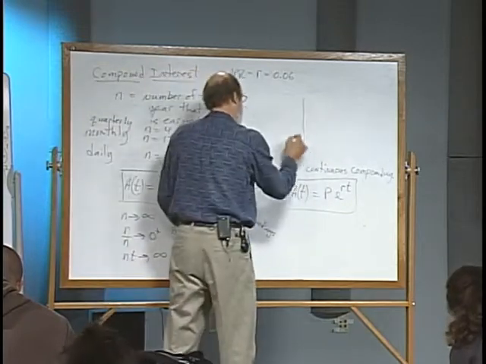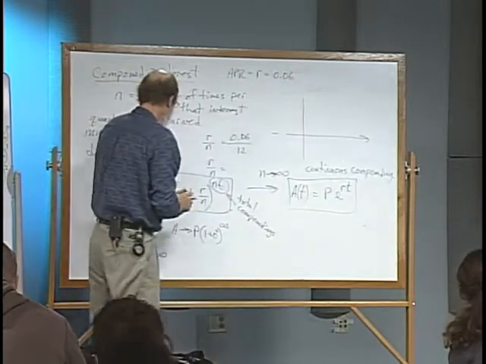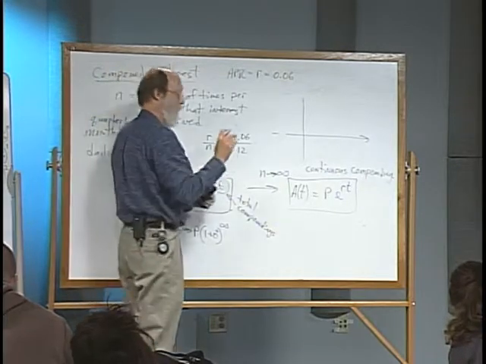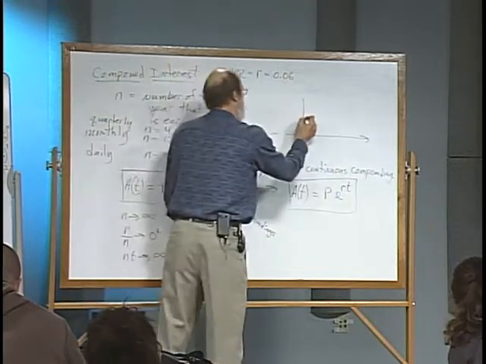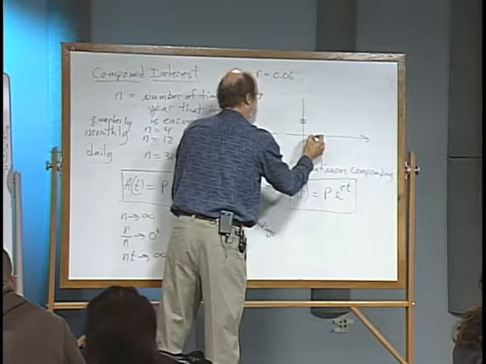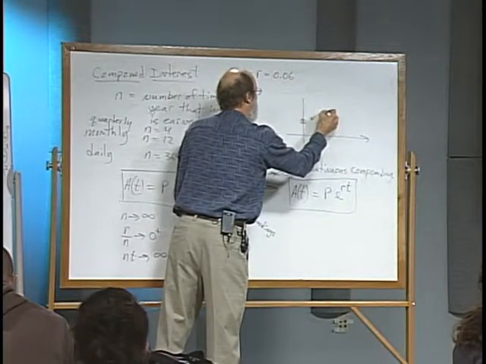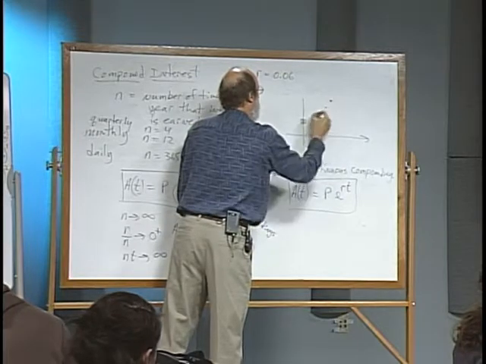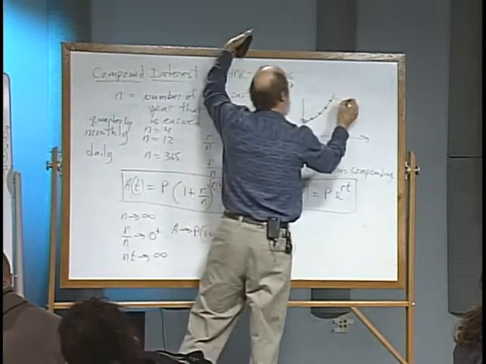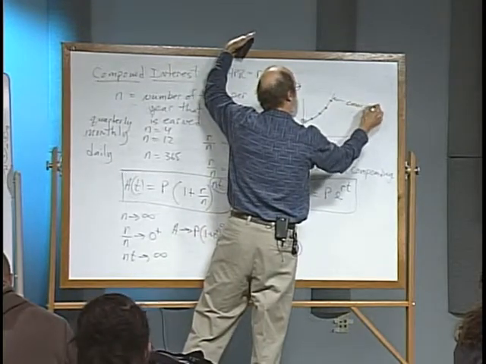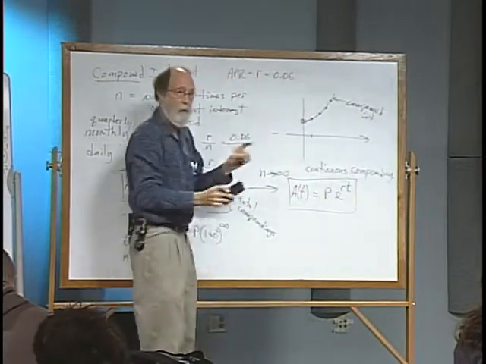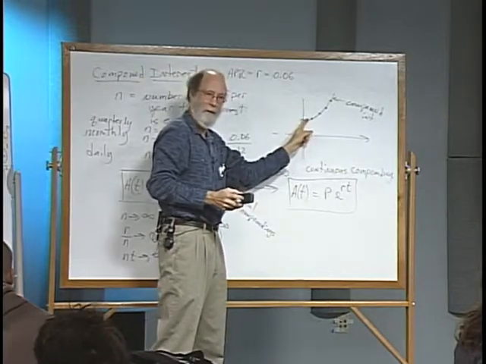A graph of either of these, this one is actually finite, or it's discrete. You've got your initial investment, and after each compounding, you're going to get a new amount. It'll look like that. So that would be your compound interest formula. And they don't give you anything in between.